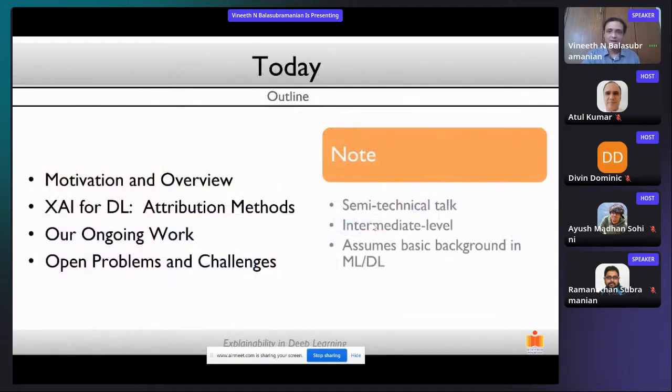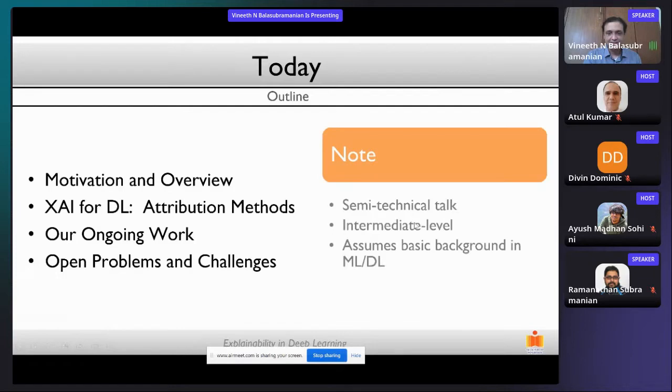So with that brief context, the outline for the rest of the session today, for this tutorial, is going to be to continue to give you motivation and an overview of the efforts in explainable deep learning, very broadly speaking, over the last few years. Then we'll step a little bit technical into talking about one aspect of explainability in deep learning, which is attribution methods, probably the most popular of the efforts in explainability. Then I'll very briefly talk about some of our ongoing efforts in the space and conclude with some open problems and challenges, which are aplenty in the space, towards the end of the session.